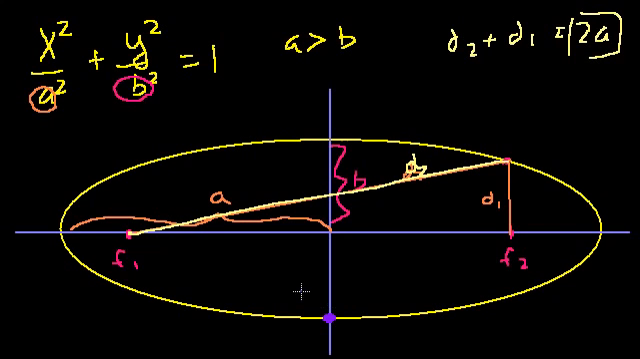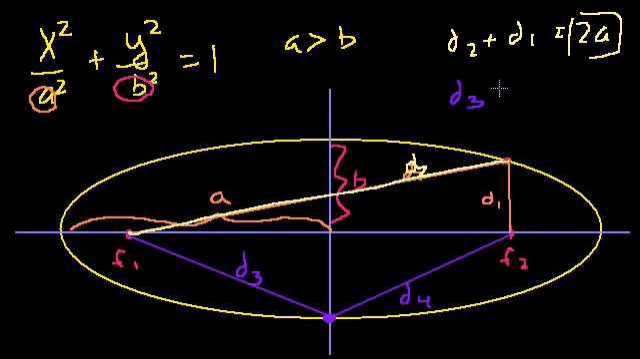Let's take it right there. If I were to measure the distance from this point to this focus, let's call that D3. And then measure the distance from this point to that focus, let's call that D4. If I were to sum up these 2 distances, it's still going to be equal to 2a. Let me write that down. D3 plus D4 is still going to be equal to 2a.